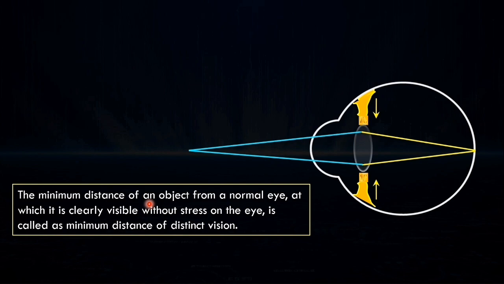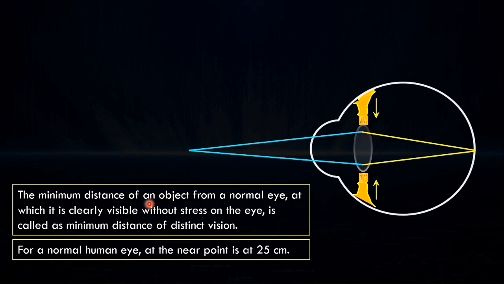Am I clear guys? So for a normal human eye, at the near point is at 25 cm. So this is the closest distance at which an object can be placed and still produce a sharp image on the retina. And it's also called the least distance of distinct vision. Aru a point to tumalukor MCQs ot ahibo pare, so monot rakhiba, thik ase?